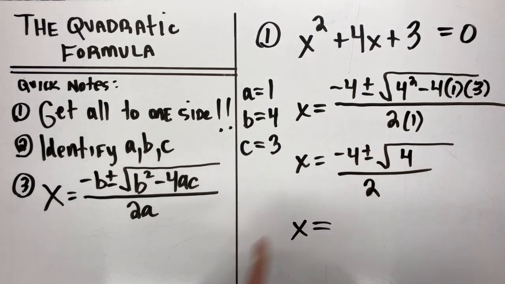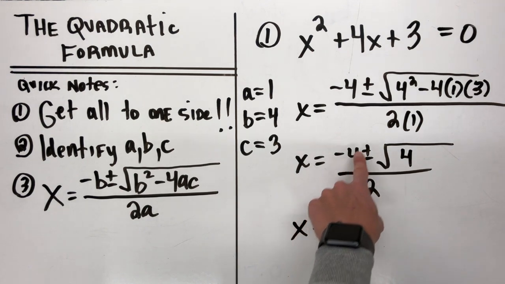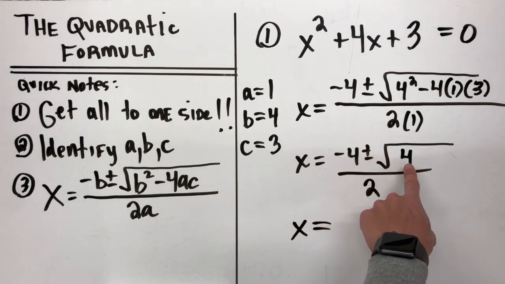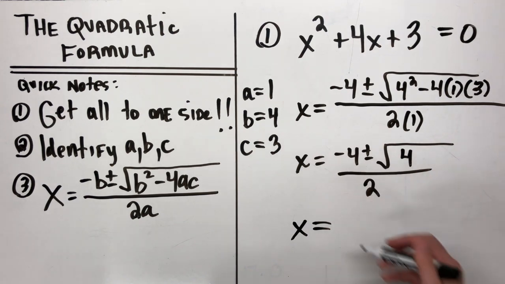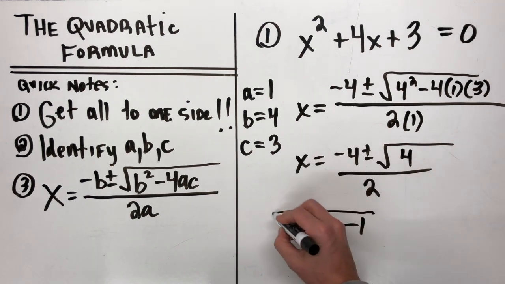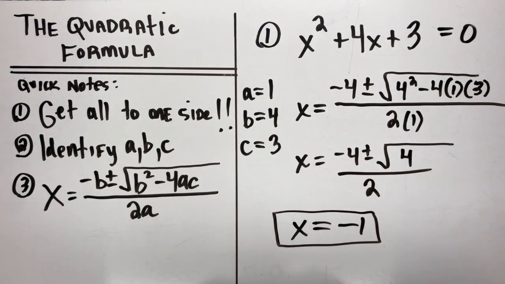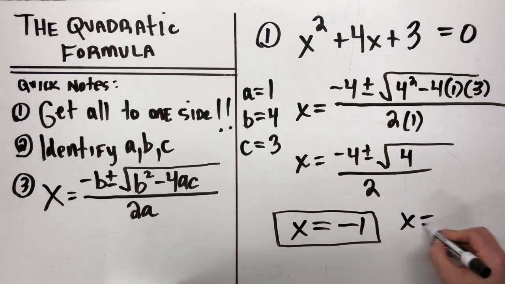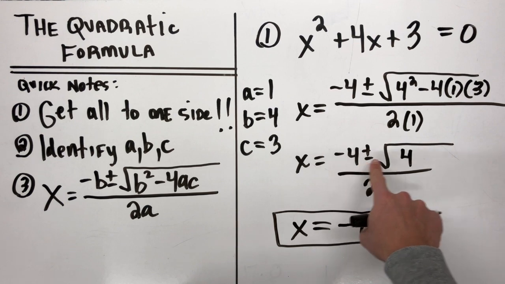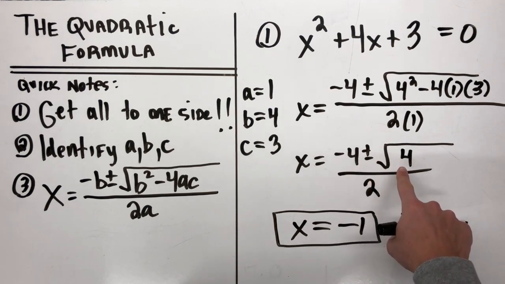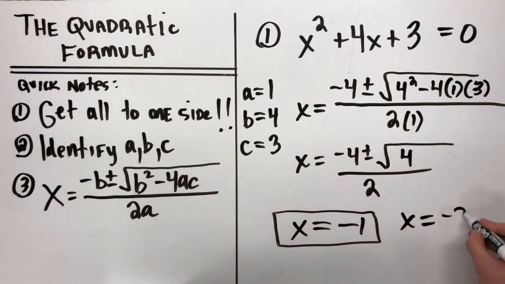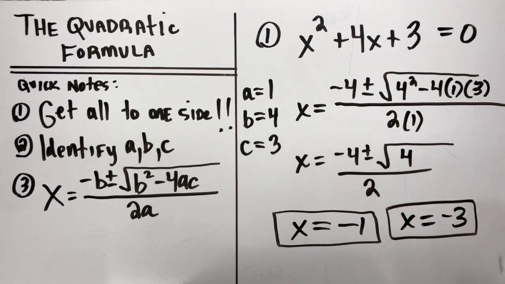So x equals negative 4 plus 2, which is negative 2, divided by 2, which will be negative 1. So x equals negative 1. And then x will also equal negative 4 minus 2, which is negative 6, divided by 2, which is negative 3. So x equals negative 1 and x equals negative 3 because we have 2 x-intercepts for this quadratic equation. Let's take a look at another.